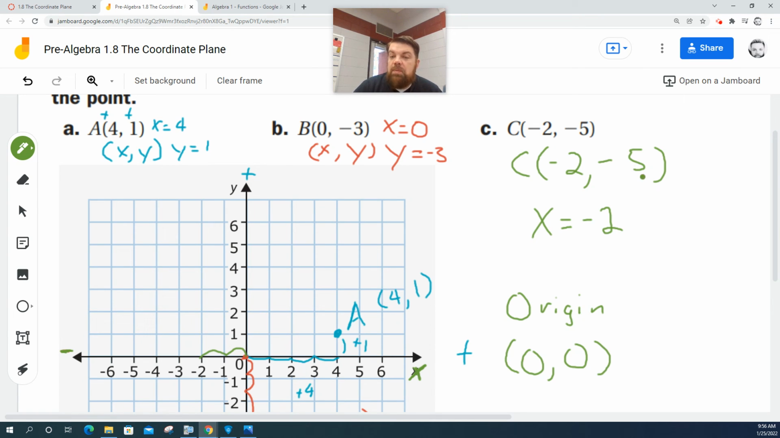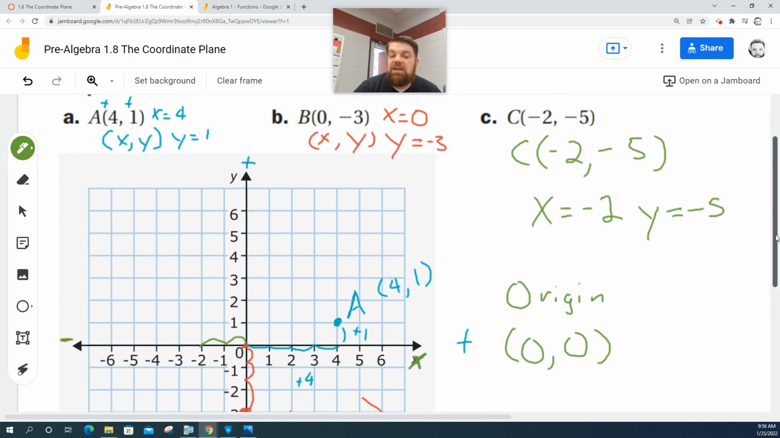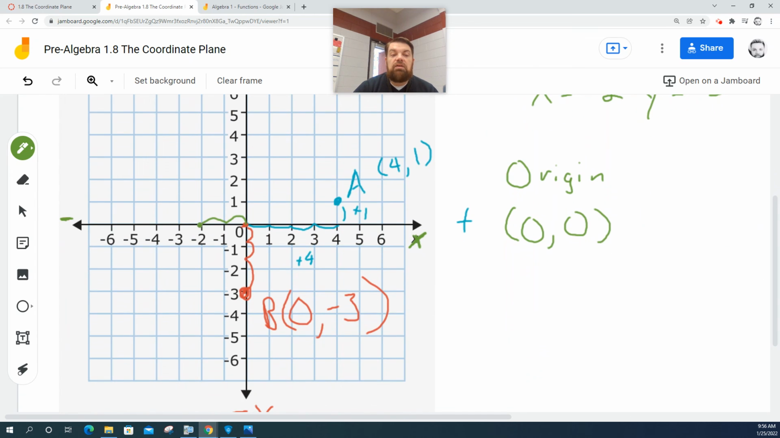All right, so now if I go back to C, my Y value is equal to negative 5. So what does that mean? That's right. From here, I'm going to go down 1, 2, 3, 4, 5. So I went 2 units in the negative x direction, that was my x value. My y value was negative 5. So C lives at negative 2, comma, negative 5. Okay? Any questions on that?